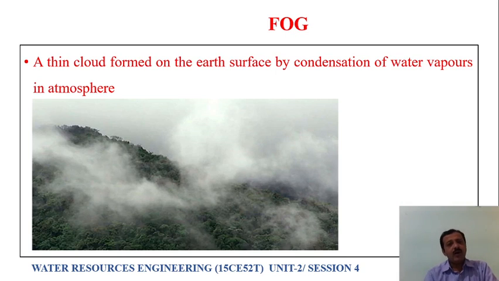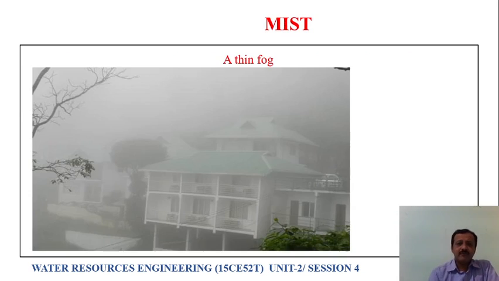Then what is fog? A thin cloud formed on the earth's surface by condensation of water vapors in the atmosphere is known as fog. Whatever thin cloud you have, we call it fog. Then mist, a thin fog, we call it mist.